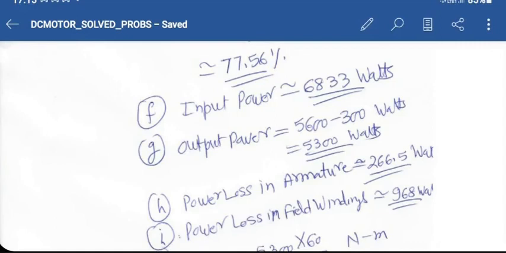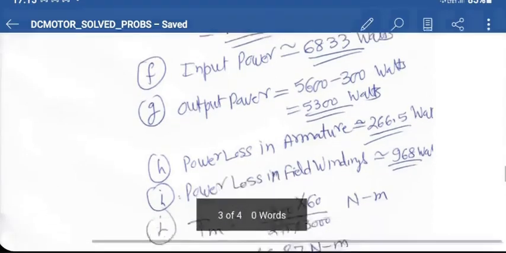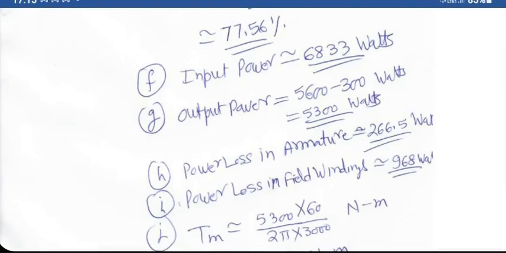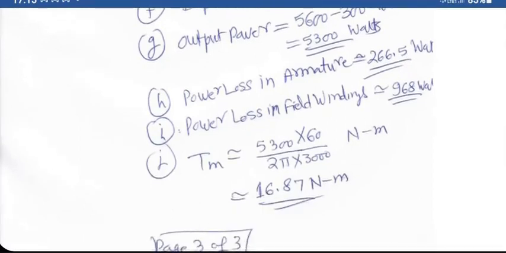Armature power loss, of course, these losses are the same. IA square RA and IF square RF will not change. They are same values as we got in problem one. Torque, of course, will change now. In problem one, we were using 5600 watt as the output power. Now that number is changed to 5300 watt. So torque will go down in this case to 16.87 Newton meter.